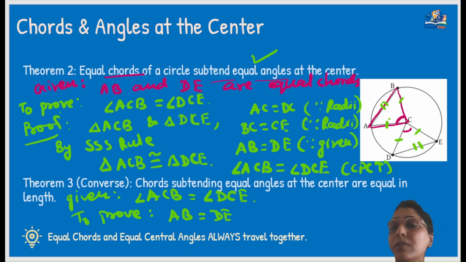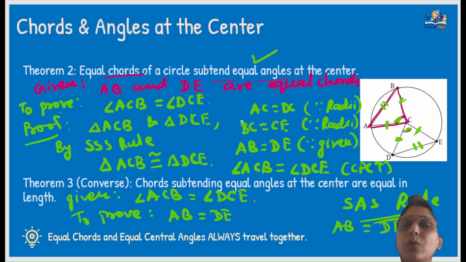Now see, again AC equals DC, these are radii. BC equals CE, again radii. And this angle is given the same. So, I can apply the SAS rule to say that these two triangles are congruent, and by CPCT, I can say that AB equals DE. So, in the second theorem, we applied the SSS rule, and in the third theorem, which is the converse of this, we applied the SAS rule.